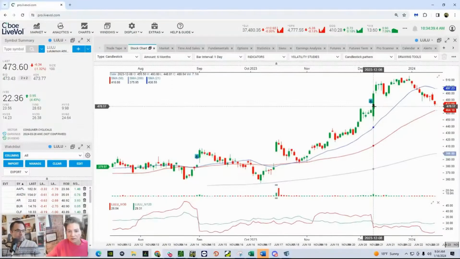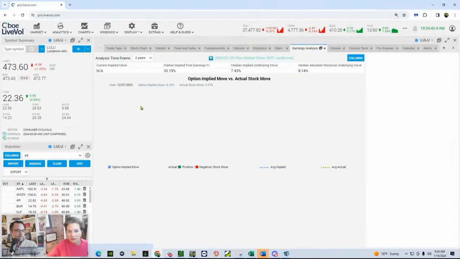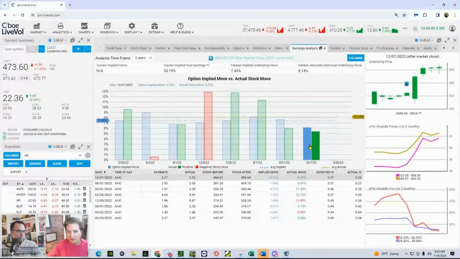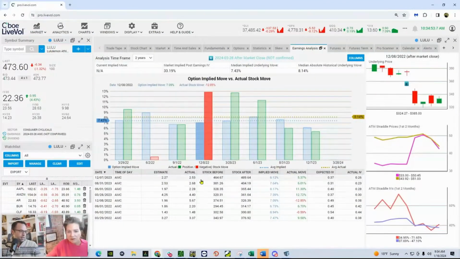Now their earnings have been good, right? Look at their last earnings cycle. They had a nice rally and came in with a beat. They've been beating. For 2023, they beat all year.